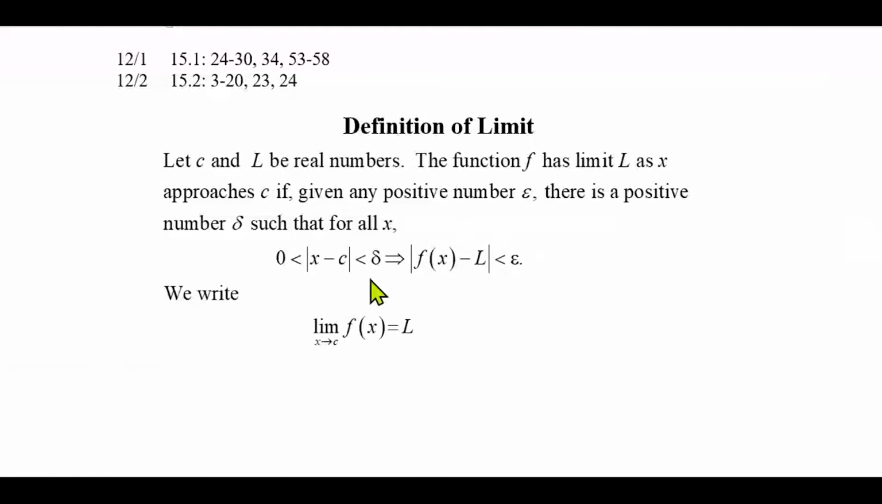The limit looks like this. What does it mean? The radius interval x plus or minus c less than some tiny positive number delta will result in your y value plus or minus L being less than some tiny positive value. That's what the definition of limit is.